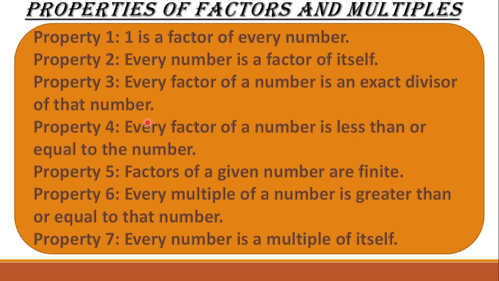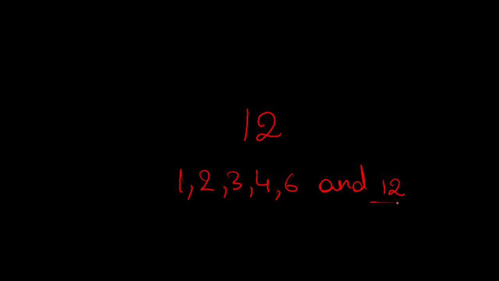Now the property 4 is every factor of a number is less than or equal to that number. Now as I said, factors are finite. So it's countable, right? Factors are finite. Means the factors will be lesser than the given number or equal to the number. Now again, if you write factors of 12, it is 1, 2, 3, 4, 6 and 12. Right. So it's only stopping at 12.